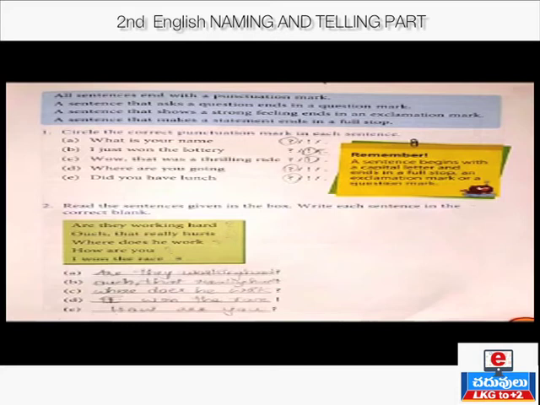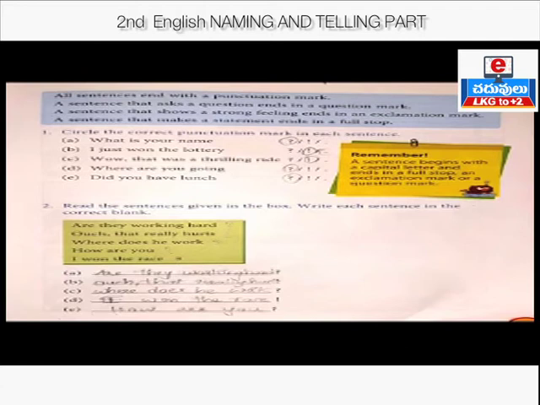Children, do this. What is your name? It's like a sentence that asks a question, no? So, it ends with a question mark. Circle the question mark. Next, I just won the lottery. It's a strong feeling, so it ends with an exclamation mark. Next, wow, that was a thrilling ride. This sentence is showing a strong feeling. So it ends with an exclamation mark.